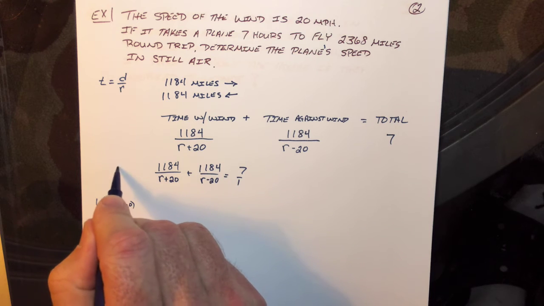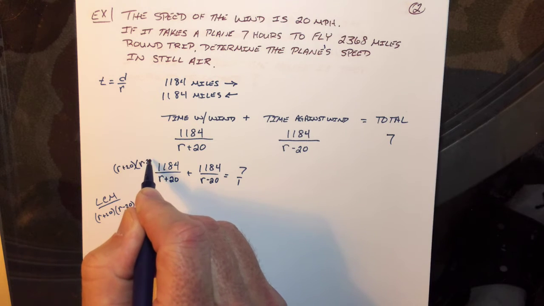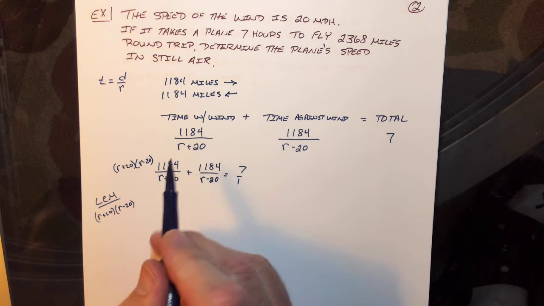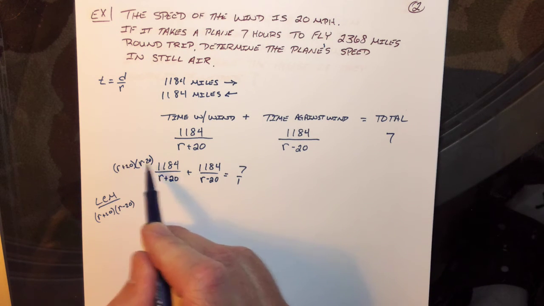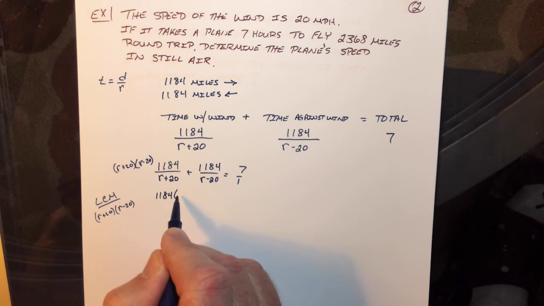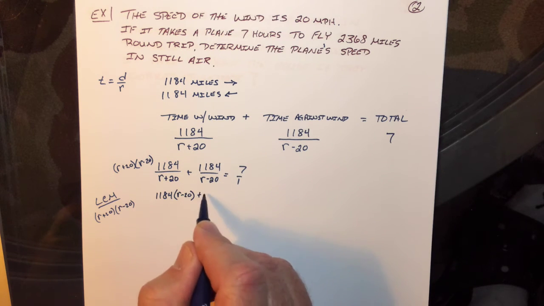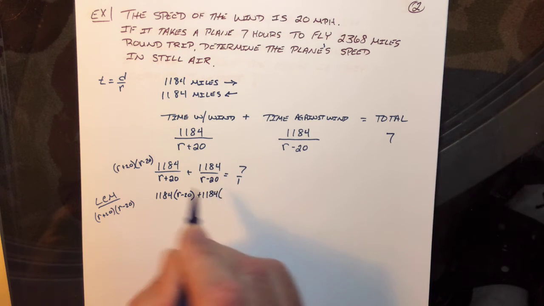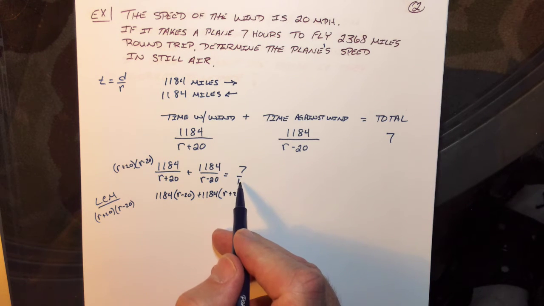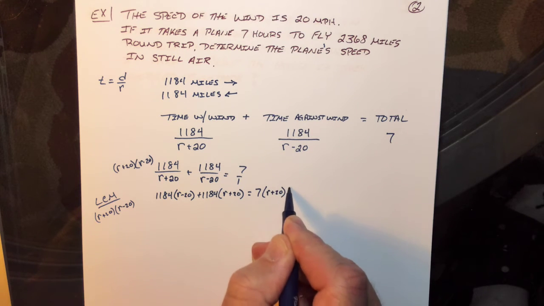So r plus 20, r minus 20, and we're going to multiply them by one fraction, two fractions, three fractions. So r plus 20 cancels out, r plus 20 cancels out. So that's going to give us 1,184 times r minus 20. R minus 20, r minus 20 cancels out. Plus 1,184 times what? R plus 20. Over here, nothing cancels out. 7 times r plus 20 times r minus 20.